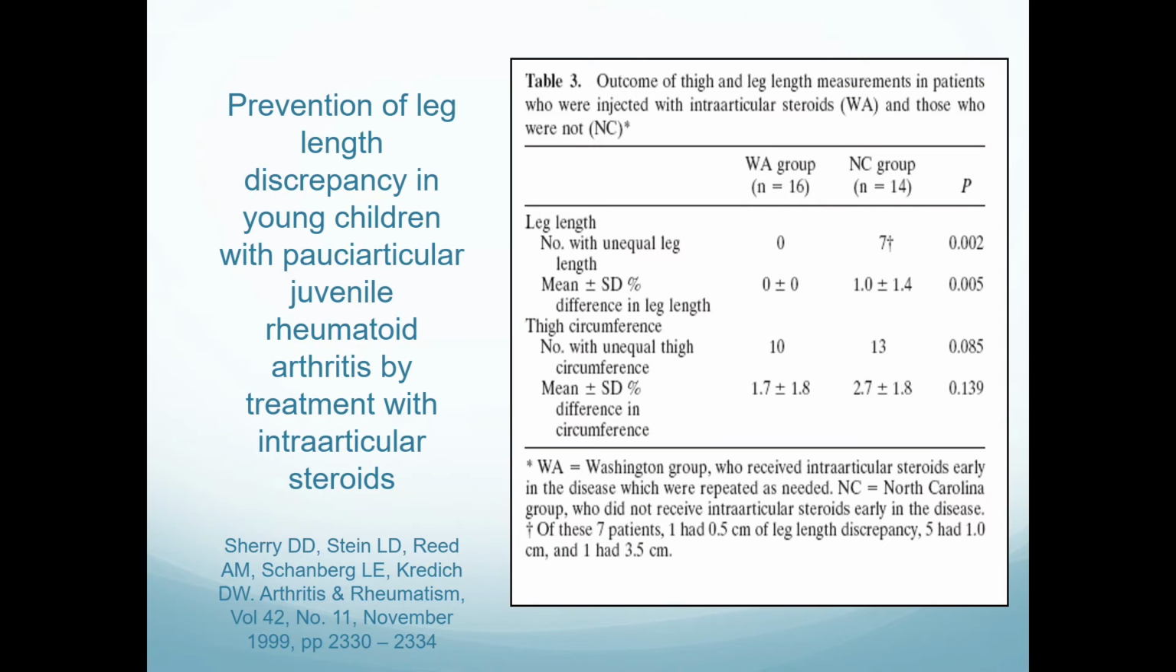Okay, so why do we inject early as opposed to leave these kids on anti-inflammatories forever? There was a lovely study that compared 2 different centers, Washington and North Carolina, where the Washington group injected early and the North Carolina group did not. So unfortunately for the North Carolina group, those kids developed leg length discrepancies as well as flexion contractures and thigh circumference discrepancies. So again, chronic changes that the Washington group did not. So now everybody injects early.